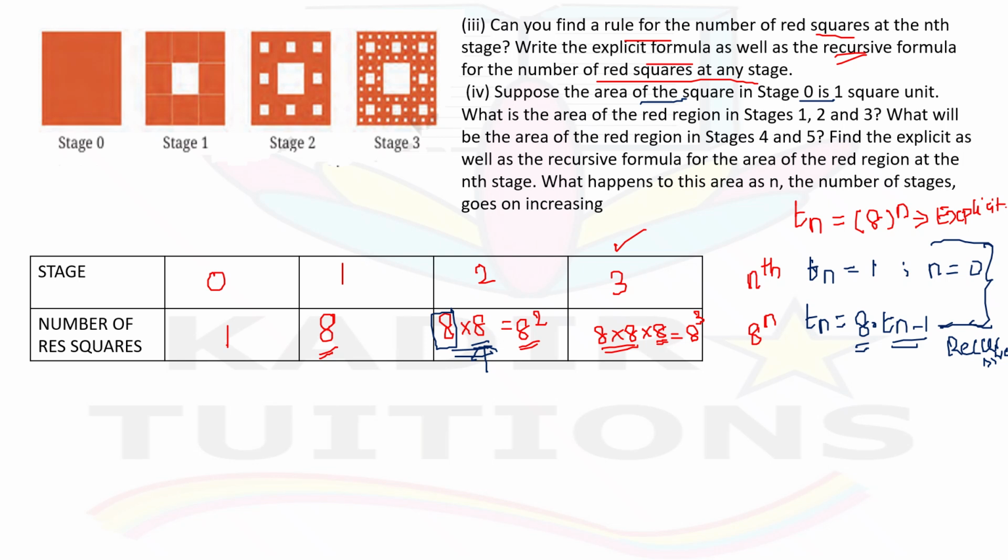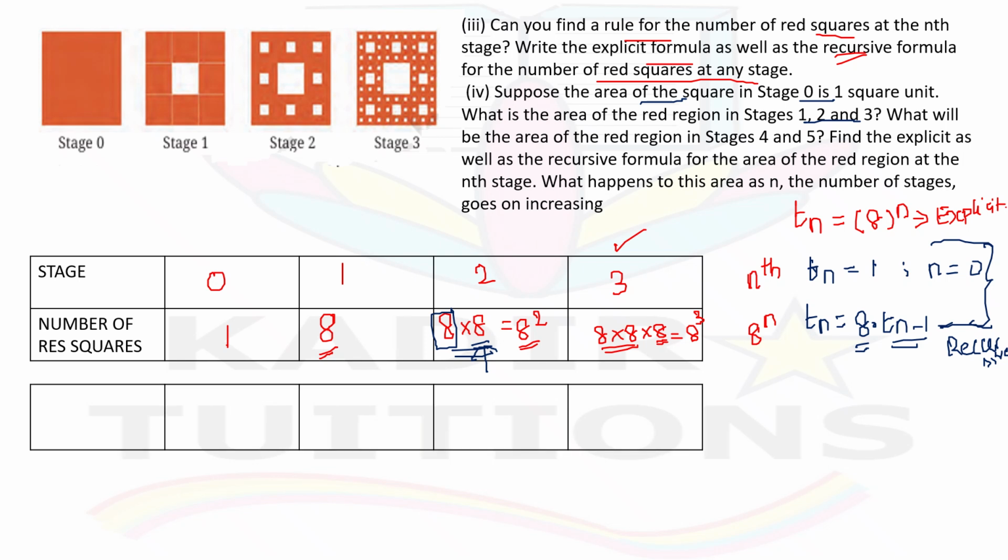What is the area of the red region in stage 1, 2, 3? First we will define this. So I'll add one more row. So over here, what actually we want? Area of the red square, right? So area of red square.